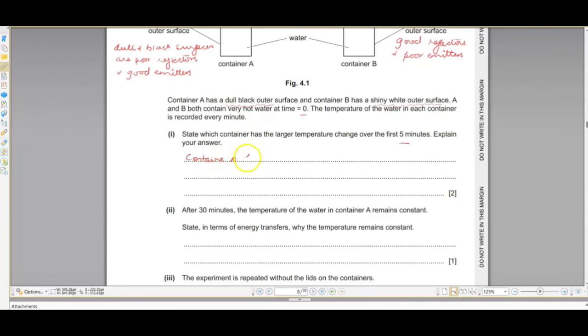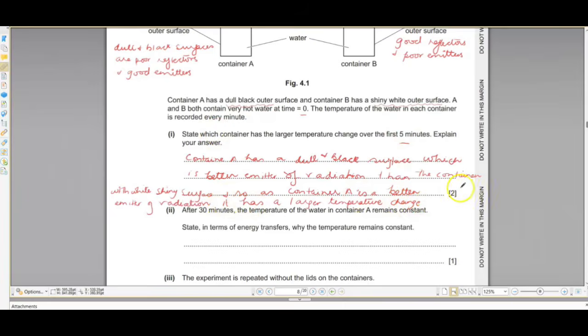Container A has a dull and black surface, which is a better emitter of radiation than the container with the white shiny surface, and so as container A is a better emitter of radiation, it has a larger temperature change. Okay? And hopefully you are going to get 2 marks for it.